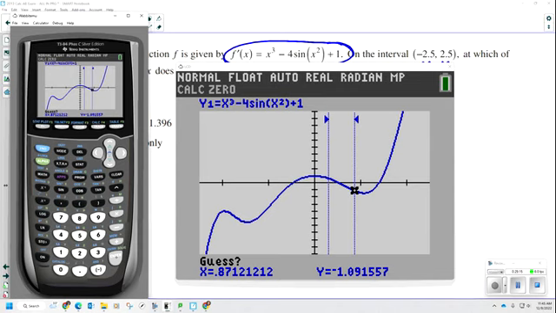He loves it. Now, let me hit enter one last time. There it is, 0.542, okay? So that's the only place.